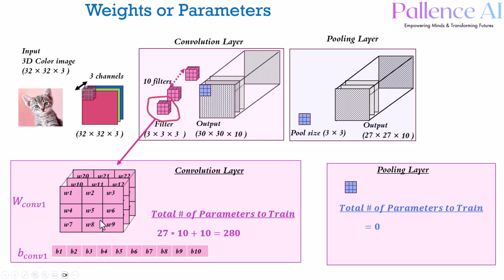Okay, so what is the total number of parameters here? Let's say we have a 3D filter. If it is a 3 by 3 by 3 filter, 3 times 3 is 9, 9 times 3 is 27, right? 27 weights, 27 parameters here. And you have 10 filters, so 27 times 10. Plus for each of these filters, you'll have a bias term. So 27 times 10 plus 10, you have 280 parameters.